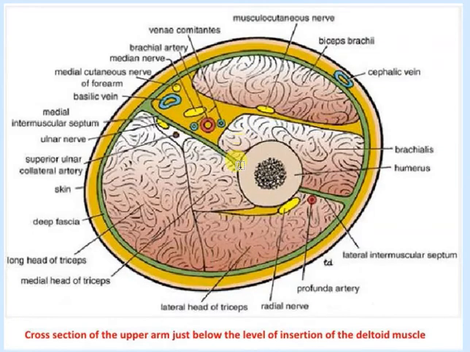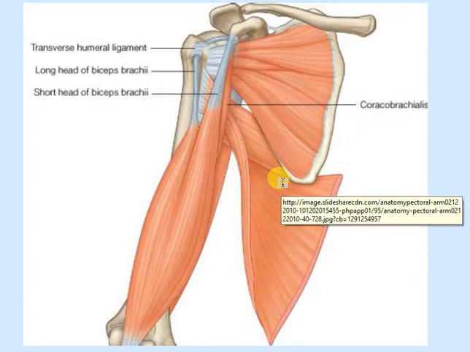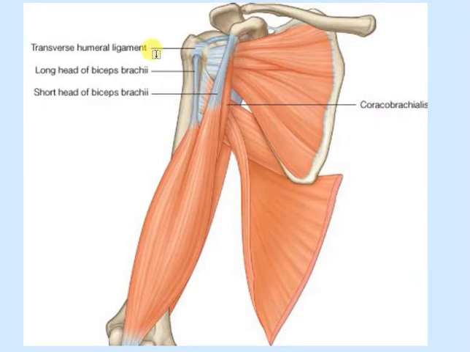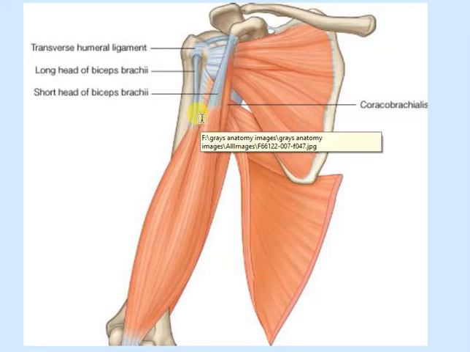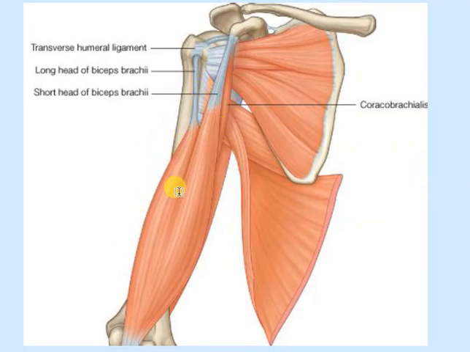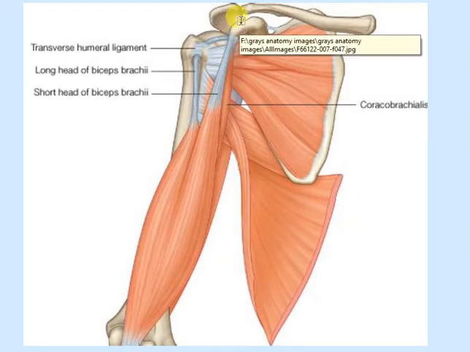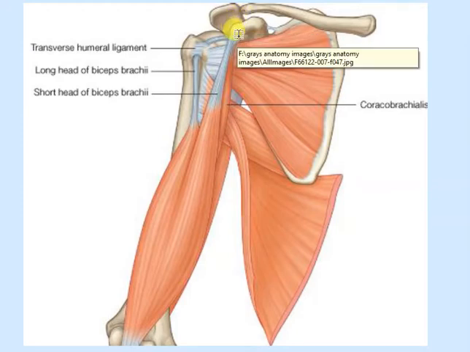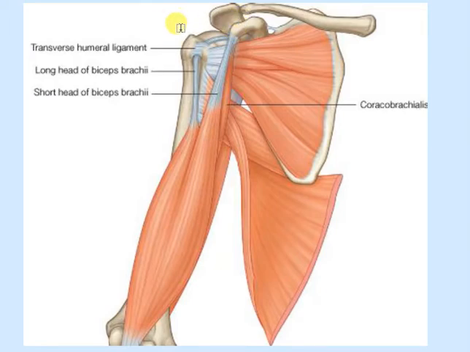Below the level of insertion of the deltoid muscle, this is the humerus. So as you can see, this is the short head of the biceps brachii. Then we have the long head of biceps brachii. As you can see, the short head of biceps brachii originates from the olecranon. It's not olecranon actually. It is coracoid. It is coracoid.